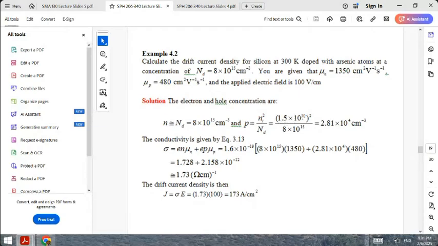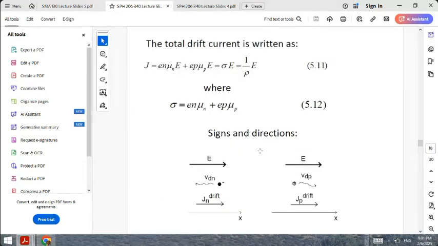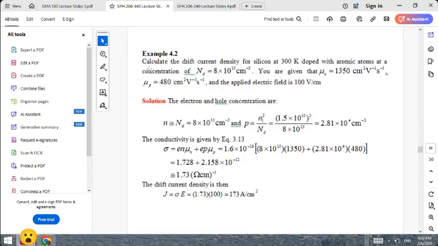So do we know this one? I think this one was not given, but in a serious question, you will be given this. You are not expected to cram constants. So ni, that is the intrinsic concentration, is 1.5 times 10 raised to power 10 for silicon. That is for silicon, okay? So we get n is that, p is this, and therefore we can use this equation. Which equation? This one. Placed here to get J, okay?